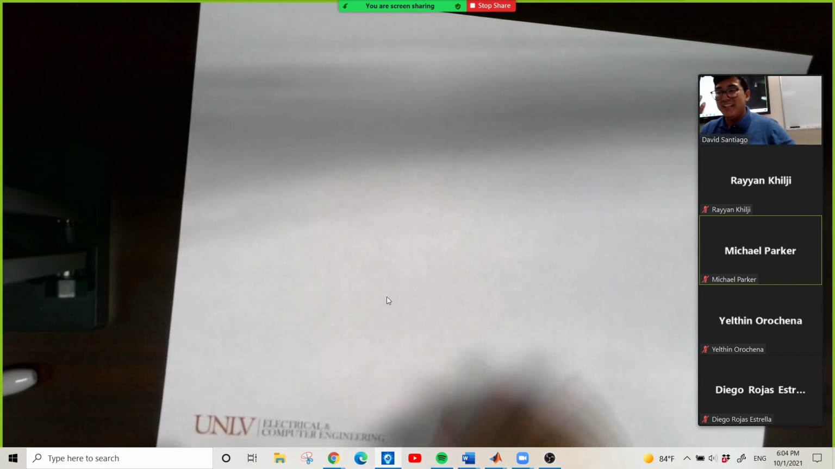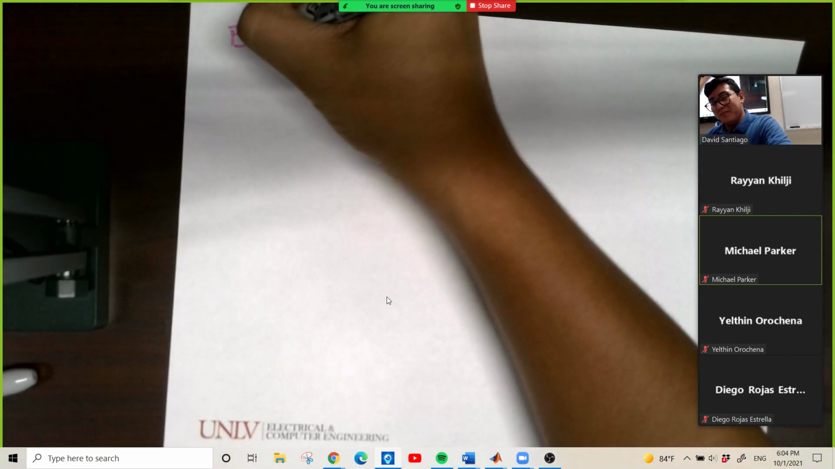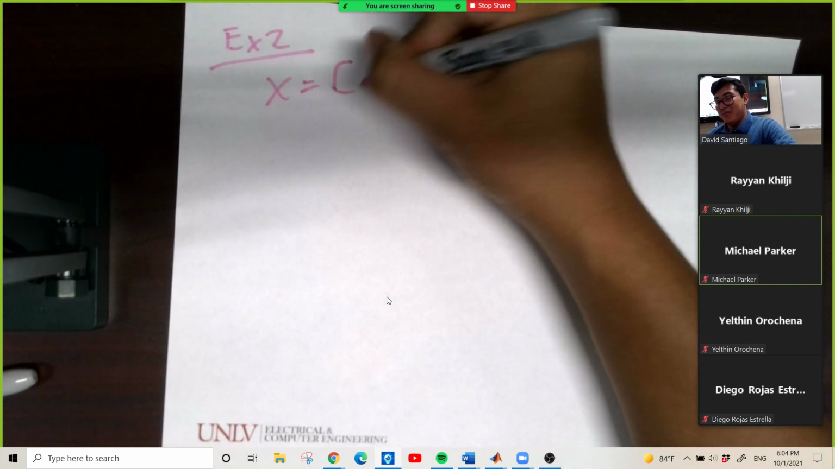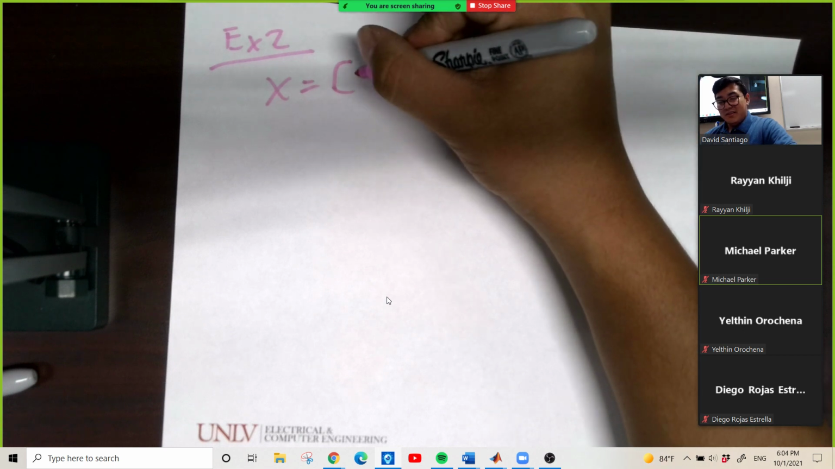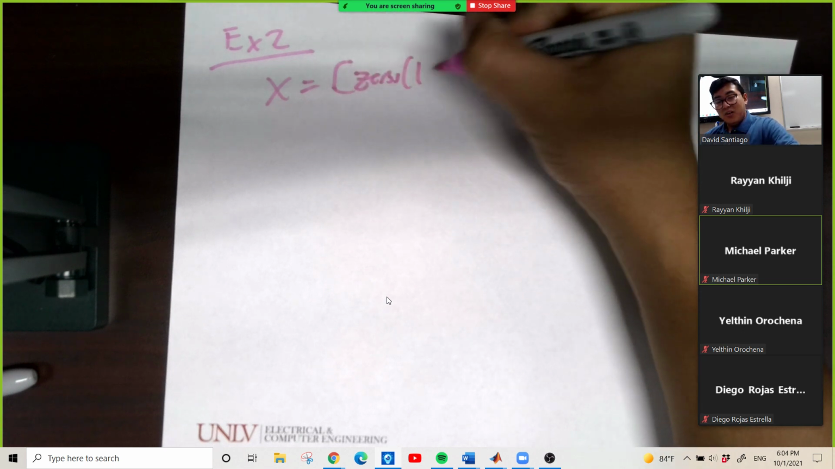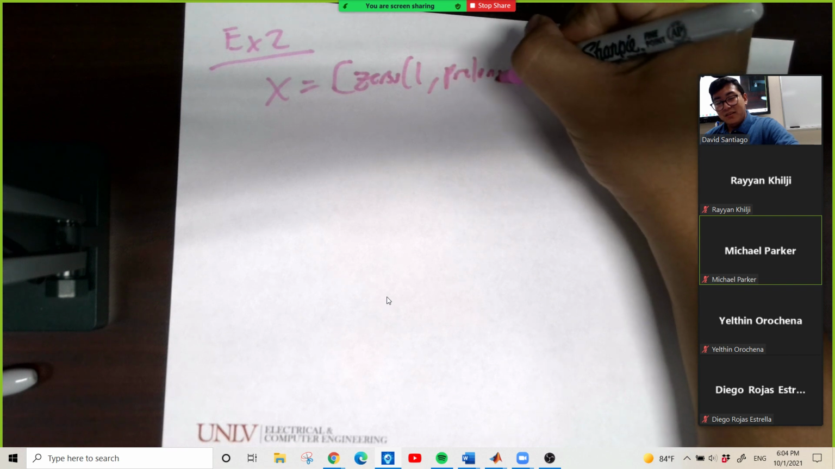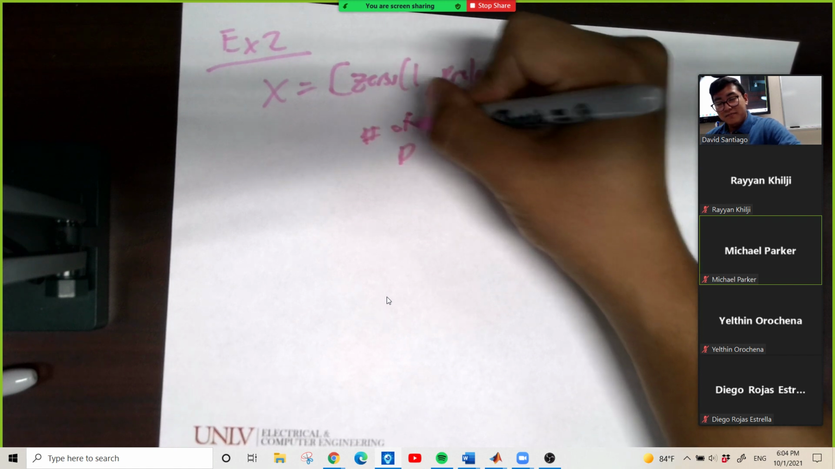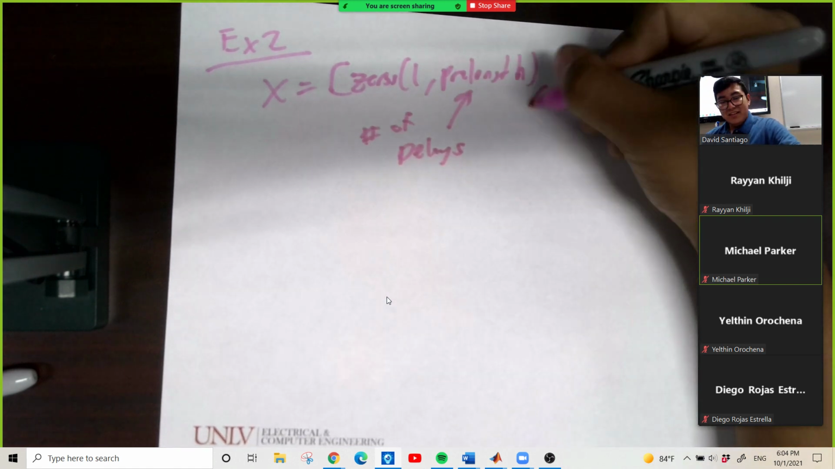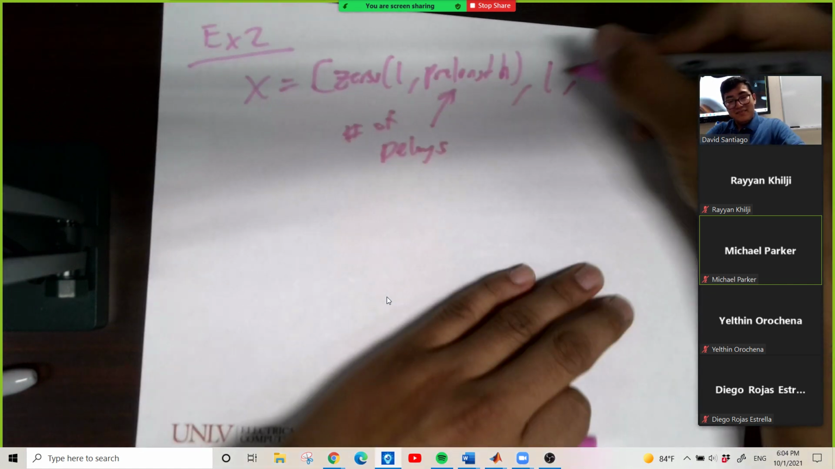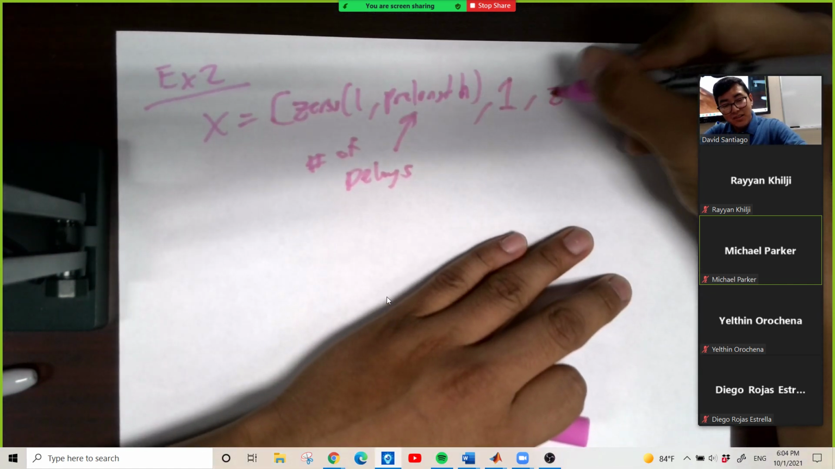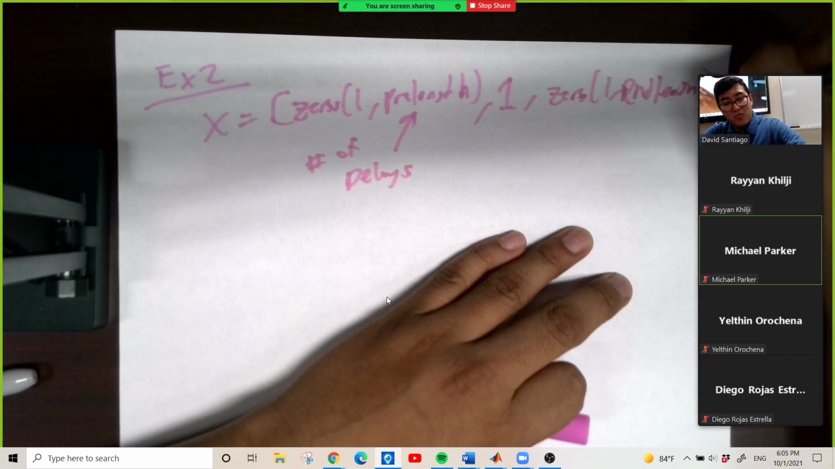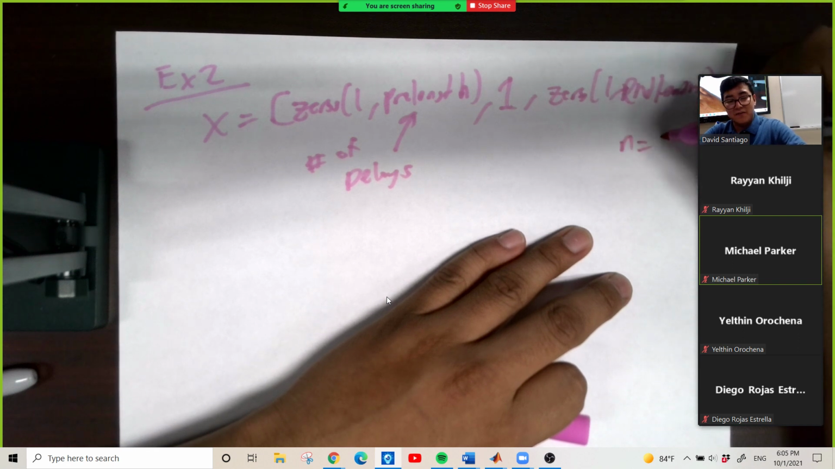Boom. So to reiterate what I said, so exercise 2, you're developing a code, right? And all you're doing is just x is equal to, I don't know, zeros of 1 pre-length. And this right here is determined by the number of delays. Okay? Then you have a 1 here. And then zeros of 1 and end length. So whatever your end of time is, so n is equal to 50. Okay?